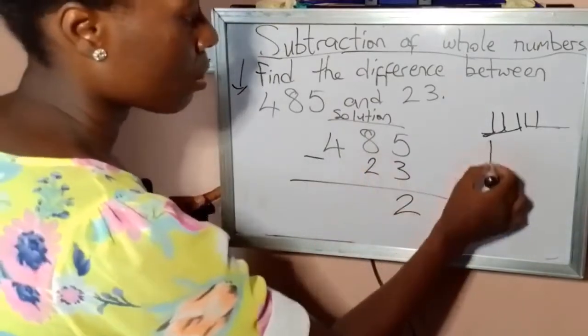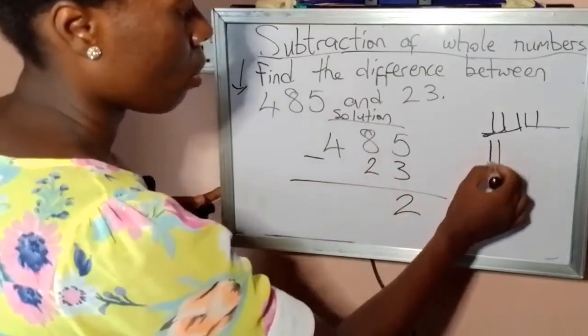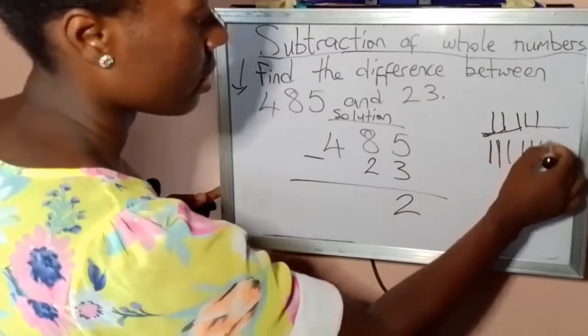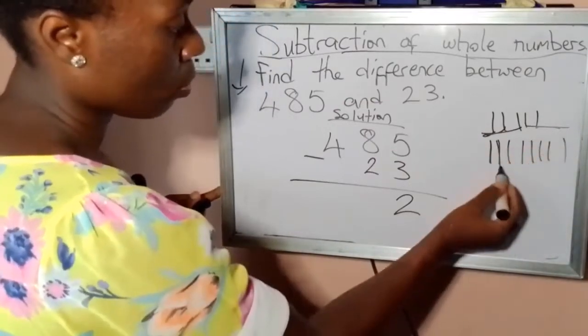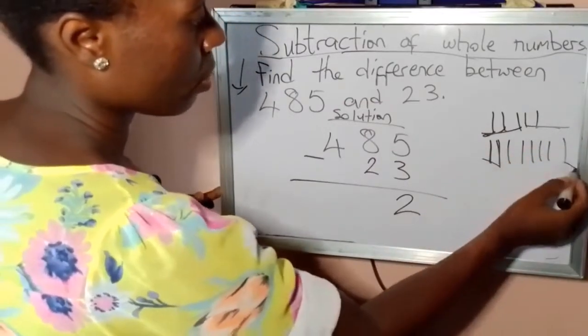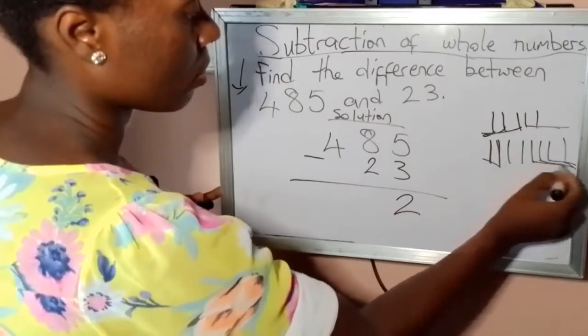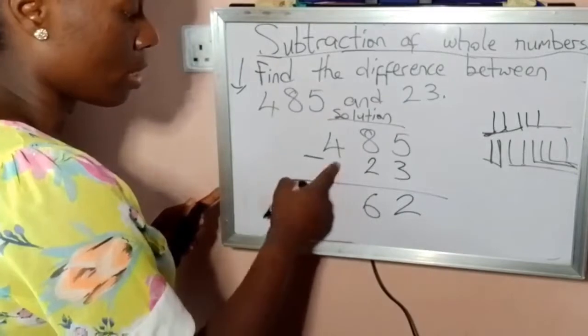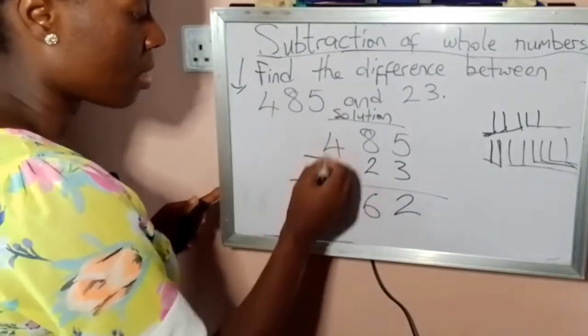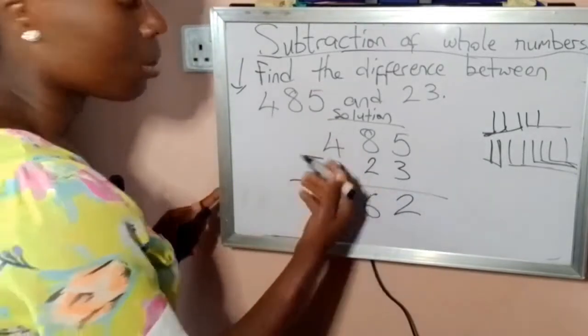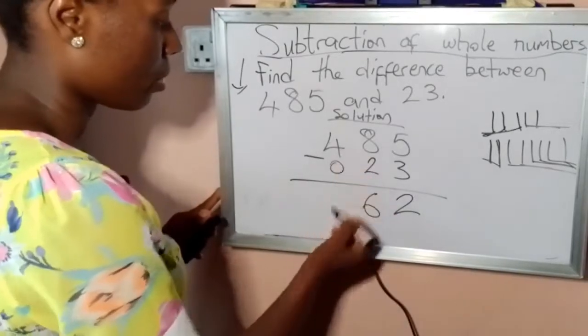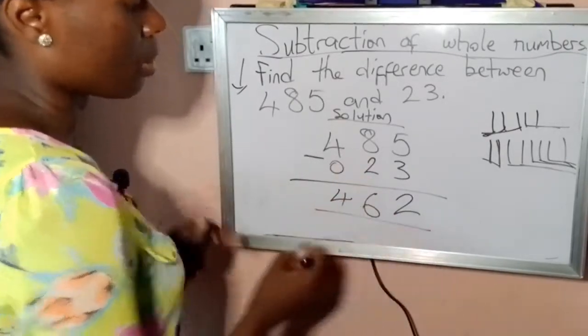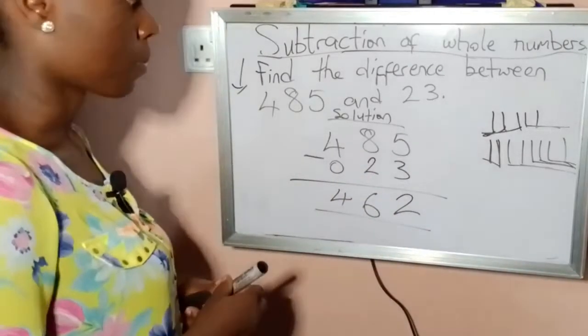For 8 minus 2: 1, 2, 3, 4, 5, 6, 7, 8. Let's take away 2: 1, 2. What is left? 1, 2, 3, 4, 5, 6. So we'll have 6 here. Now 4, and there's no number here. The same thing as saying 4 minus nothing. 0 is nothing. So 4 minus 0 is 4. This becomes your final answer.